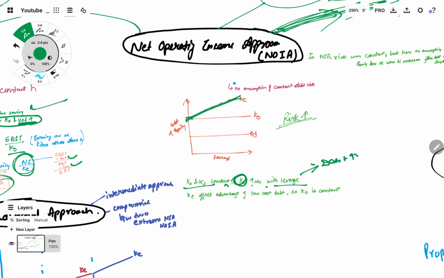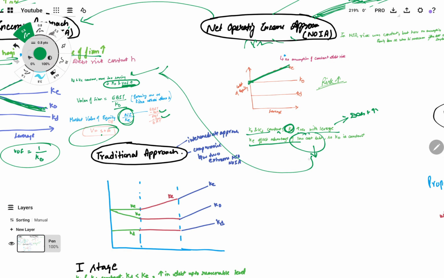Okay, that's why we are saying that the capital structure is not relevant. Debt is not relevant, but it is the case here. The cost of equity offsets the advantage that you are taking of low or cheap debt in the previous net income approach.